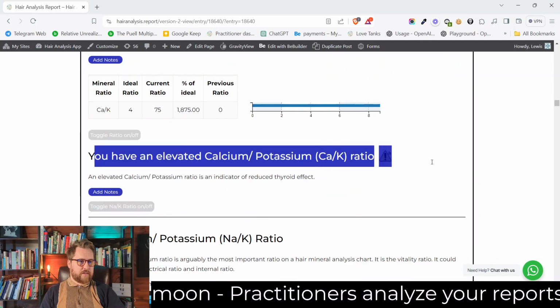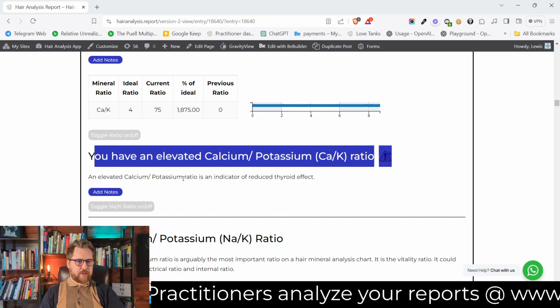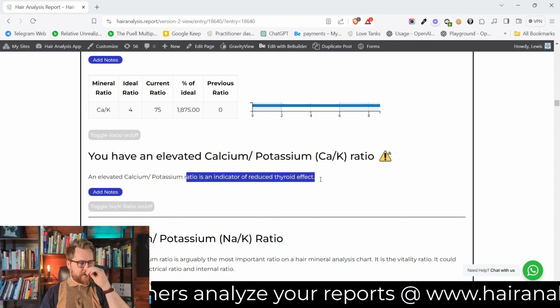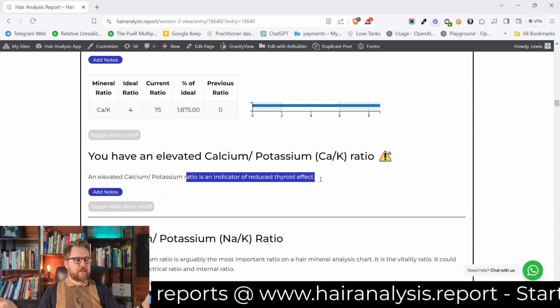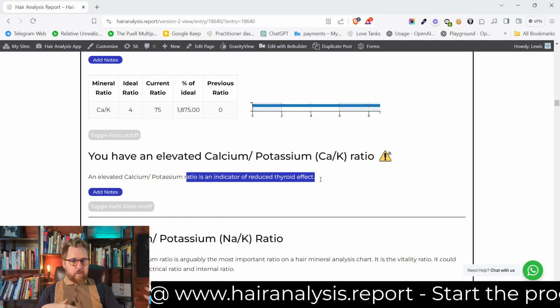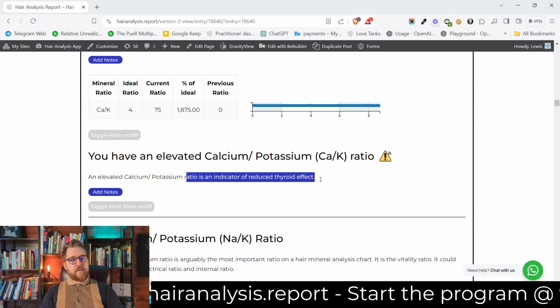So here we are. Elevated calcium potassium ratio is an indicator of reduced thyroid effect. Basically, the adrenal glands and the thyroid gland work together. They're like a team. So if you've got weak adrenal glands, you're also going to have weak thyroid glands.